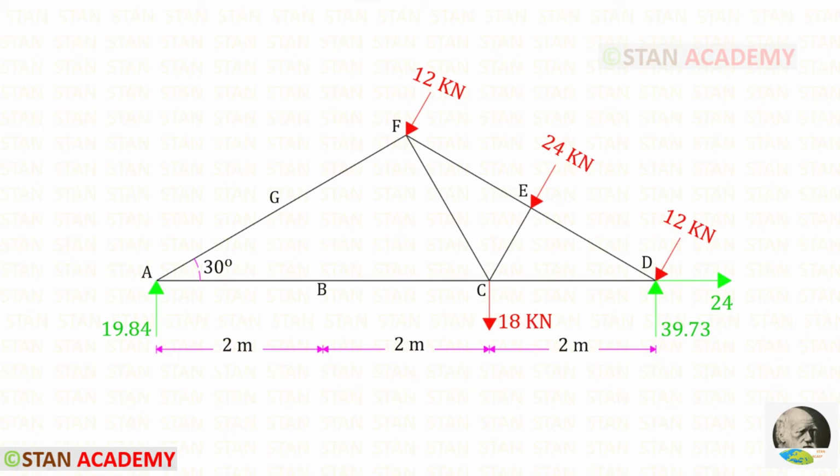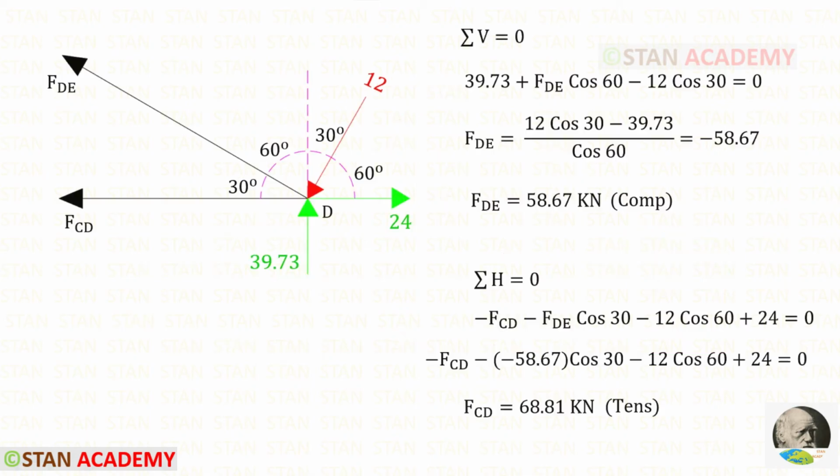Now let us take the joint D. We know that this angle is 30. So this angle should be 60. This angle is 30. So this angle should be 60. In the joint D, first we have to apply this rule. This reaction is acting upwards so that it will be positive.